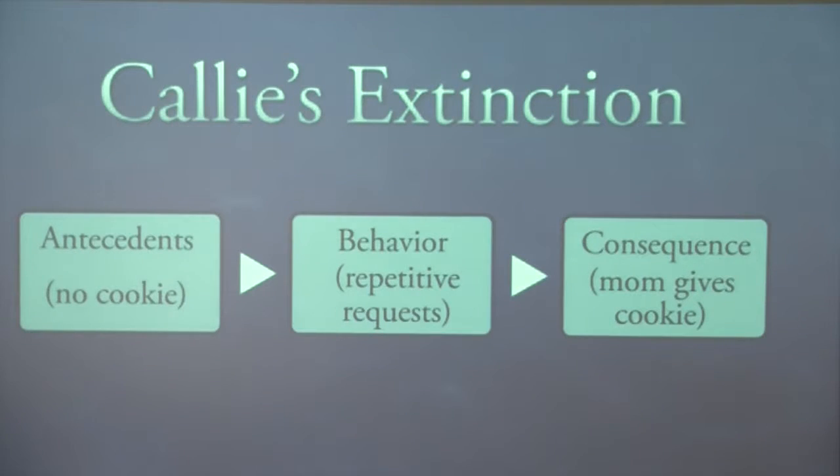At first, Callie's requests got really loud and even started a small tantrum. But after a while, Callie stopped requesting. When Callie's behavior of repetitive requests doesn't work in getting her a cookie, she will stop using repetitive requests to gain access to these items.